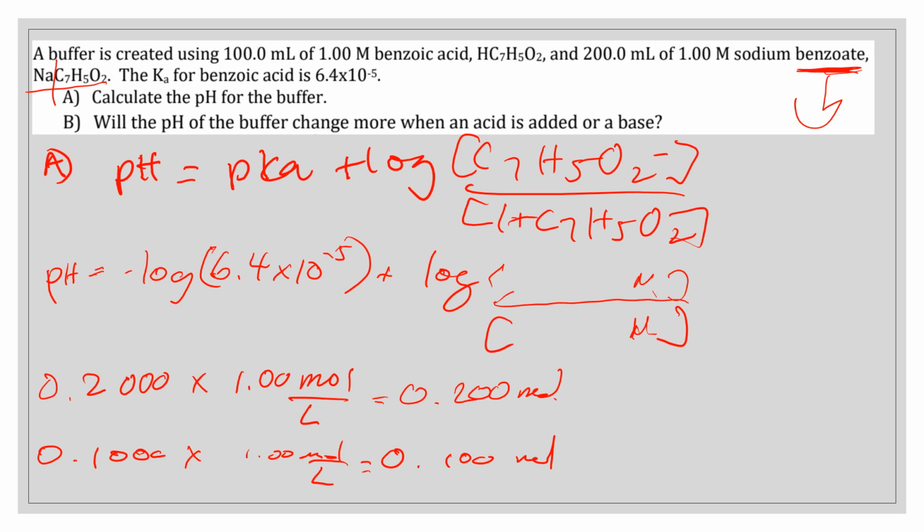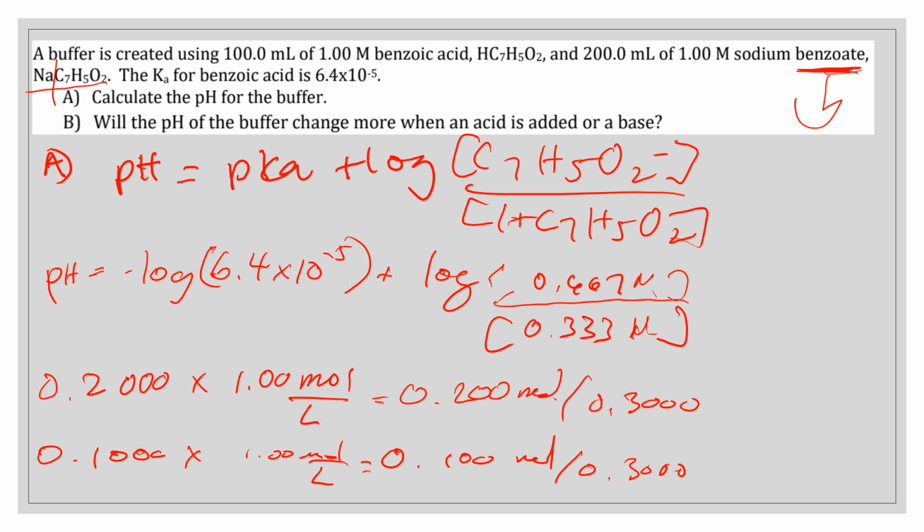Before we just had the full concentration. Now we're actually given volumes. So we're going to divide this by the total volume of these added together, because you're actually given volumes for this. So that means my concentration is going to be 0.667 for my benzoate, the conjugate base, and then 0.333 for my acid.